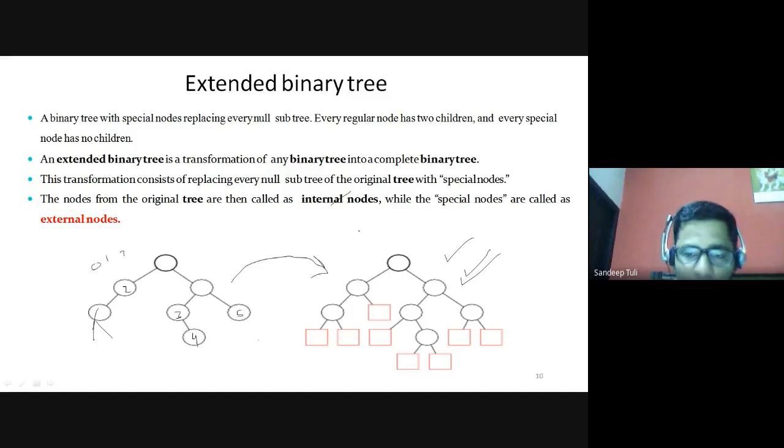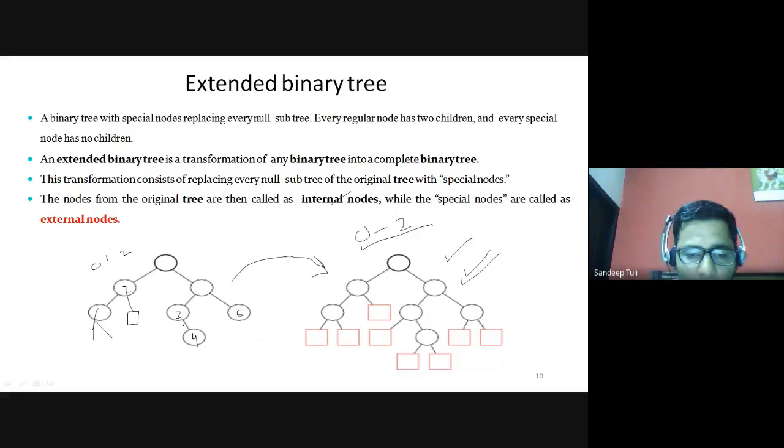Now here you are saying that the children could be either 0 or 2. That's it. So I am converting a simple binary tree into a strictly binary tree by adding some nodes, by extending the binary tree. It means the definition of a strictly binary tree is that every node must have either 0 or 2 children. So that's why, suppose I am having only one child, I need to add one more child to that.